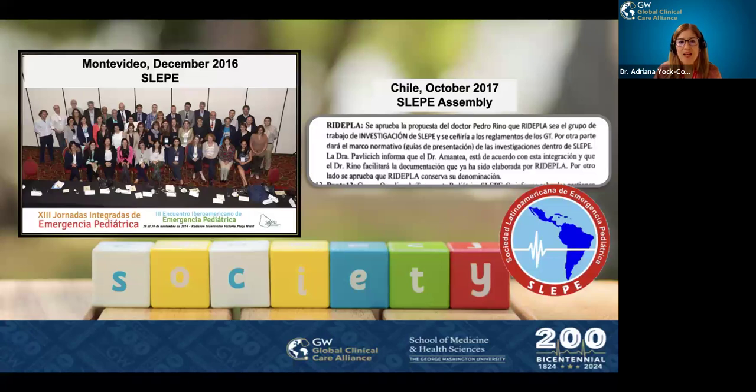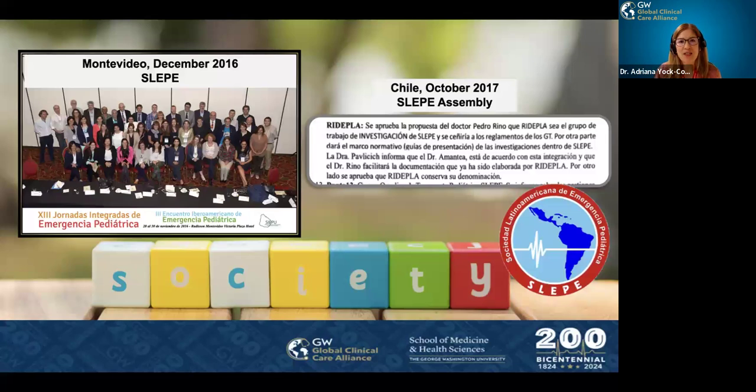Also, RIDEPLA, the Research Network of Latin American Pediatric Emergency Medicine, was actually established in 2011, 2012, in one of the sabbatical journeys of Nathan Cooperman. You probably know him. He's a pediatric emergency medicine physician who was working at UC Davis. I think he's now working at Washington Children's Hospital. Camilo can later tell me if that is true.